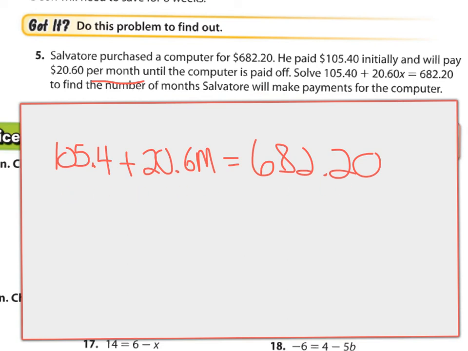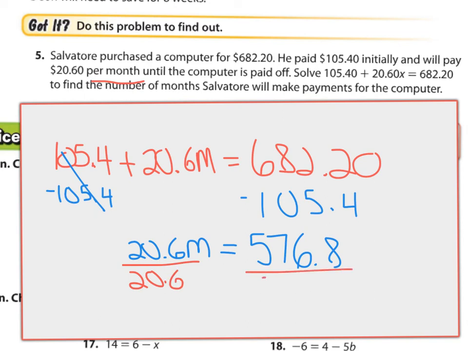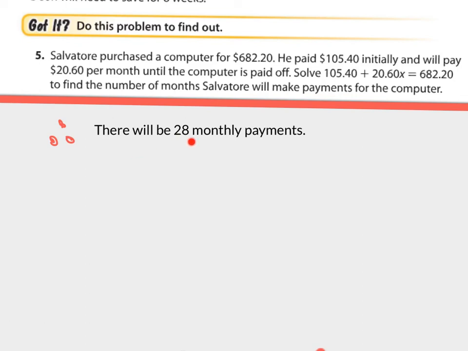Okay, so first let's use the subtraction property of equality. We subtract $105.40 from both sides, which was the original deposit. That gets rid of it on this side. On one side of the equation, I'm left with $20.60 per month equals 576.80. Now we have to divide both sides. Let's divide by 20.6 and divide this side by 20.6. That leaves me with 1m on this side and 28 on the other side. So m equals 28. Therefore, there will be 28 monthly payments.